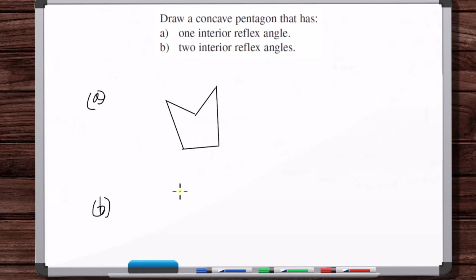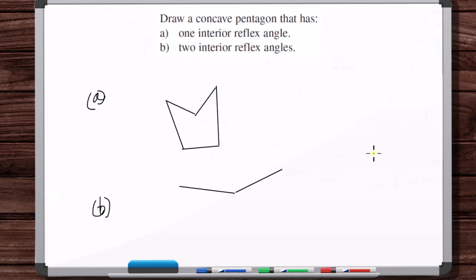Now two reflex angles. Okay. How are we going to do this? So maybe you need to have them consecutive. Let's see. There's a reflex angle. Can you do this? Is this possible? So, okay, wait a minute.